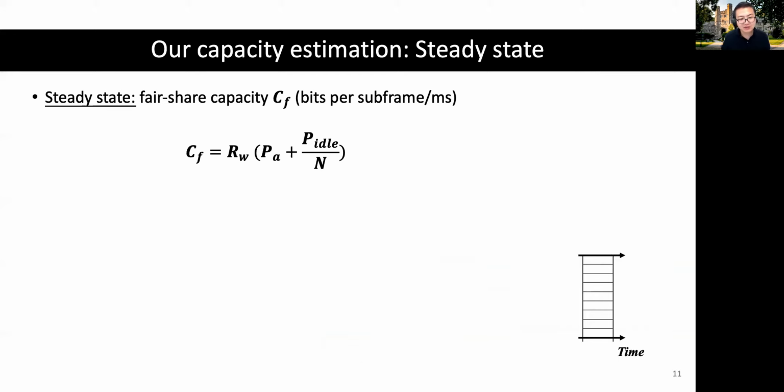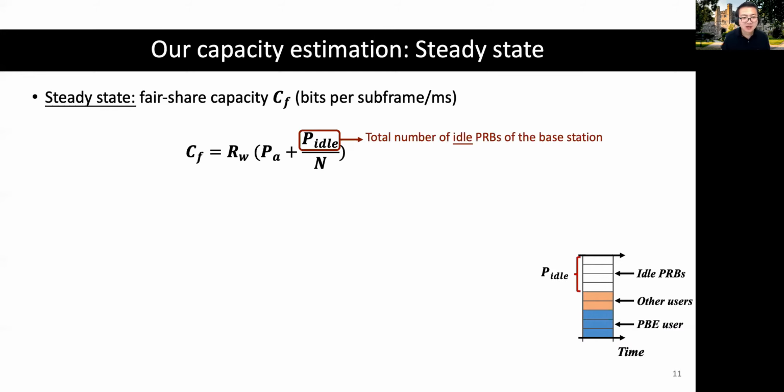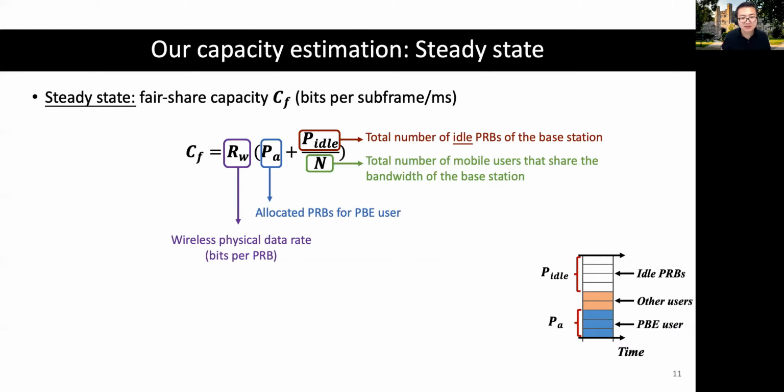To explain some parameters in this equation, I will use the following example. In this example, the base station allocates this amount of PRB to the PBE user, and this amount of PRB to all the other users. You can also observe that there are some PRBs not allocated to any user, so they are idle. In this equation, P_idle is the total number of idle PRBs the base station has. P_A is the allocated PRB for this PBE user. And R_W and N are the same as they are in the previous equation.